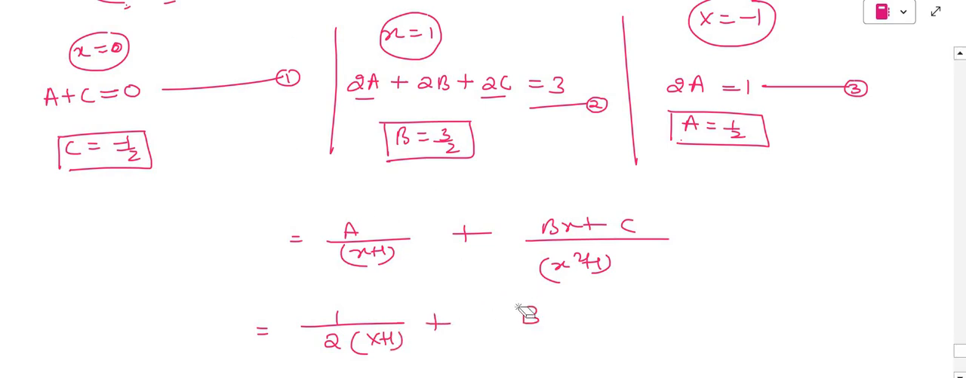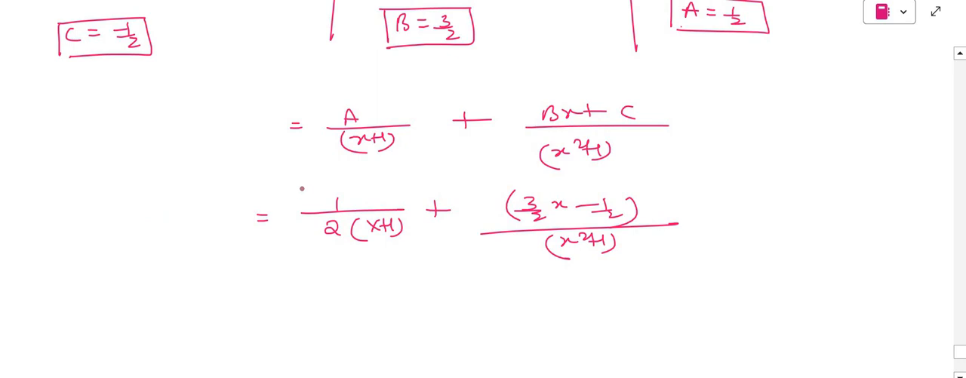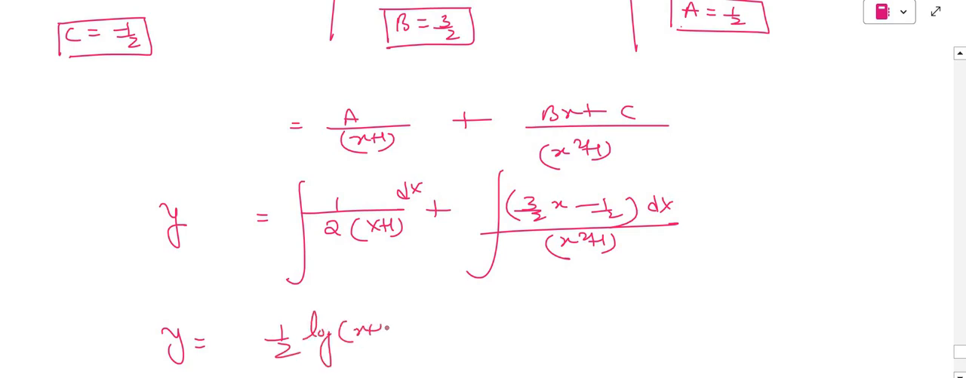So I will put it here. See, b is 3 by 2, x plus c. So c is minus half. So this will be minus half by x square plus 1. So this is what we got after partial fractions. Okay? So now we are ready to integrate. Correct? And on the left side we already had 1. Perfect. So y will be, this is 1 by 2 log of x plus 1.